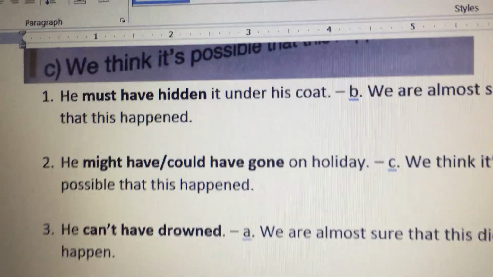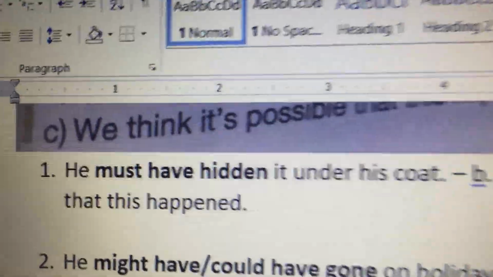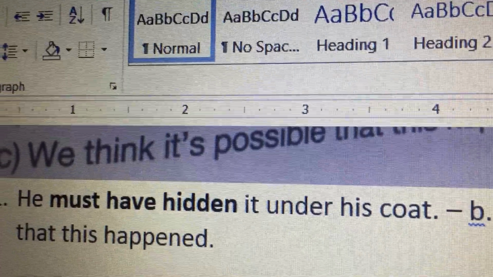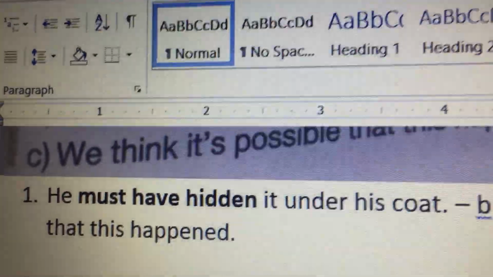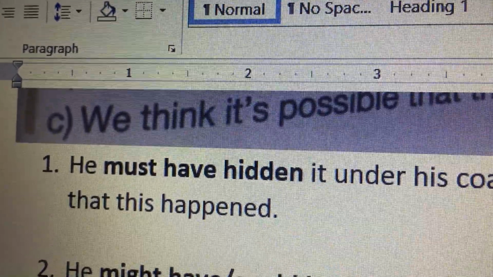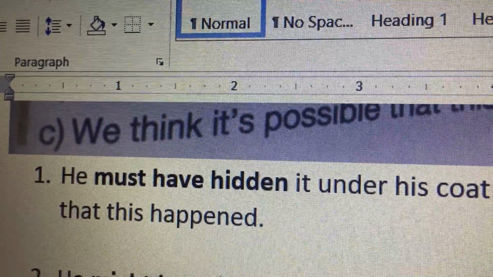First, we start with must have. He must have hidden it under his coat. We use must have when we are almost sure that this happened. Okay, when we say it must have happened.